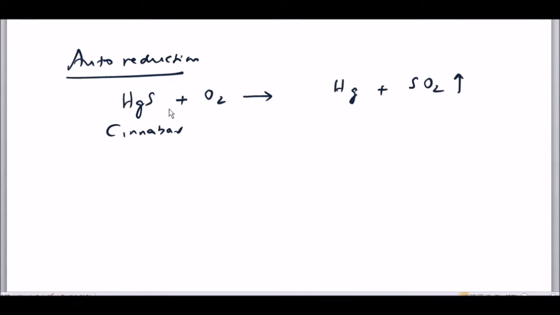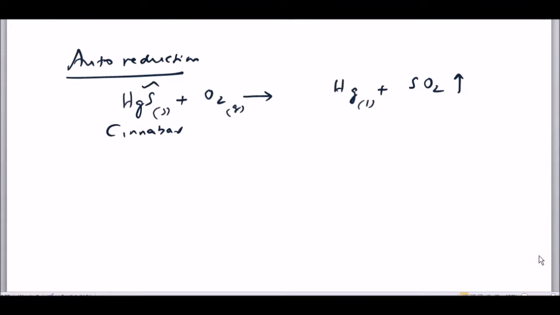It's a self-balanced equation. Mercury sulfide, Cinnabar, is in the form of solid, sulfur dioxide is a gas, and the mercury is in the form of liquid. Here mercury is obtained by roasting its ore, Cinnabar. So this Cinnabar itself is acting as a reducing agent, and hence this procedure is called auto reduction. So that's the end of the various reduction procedures.